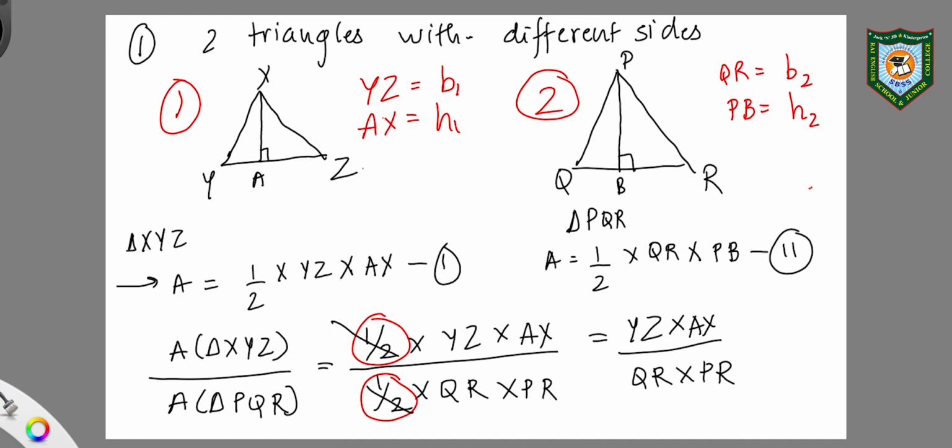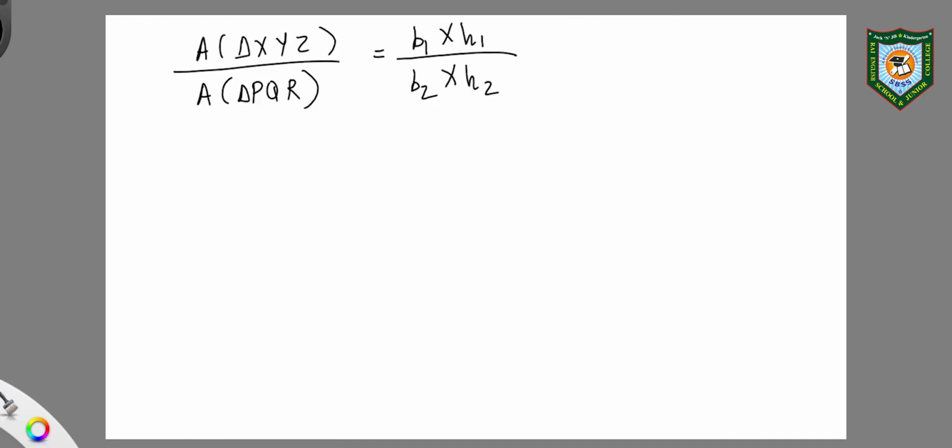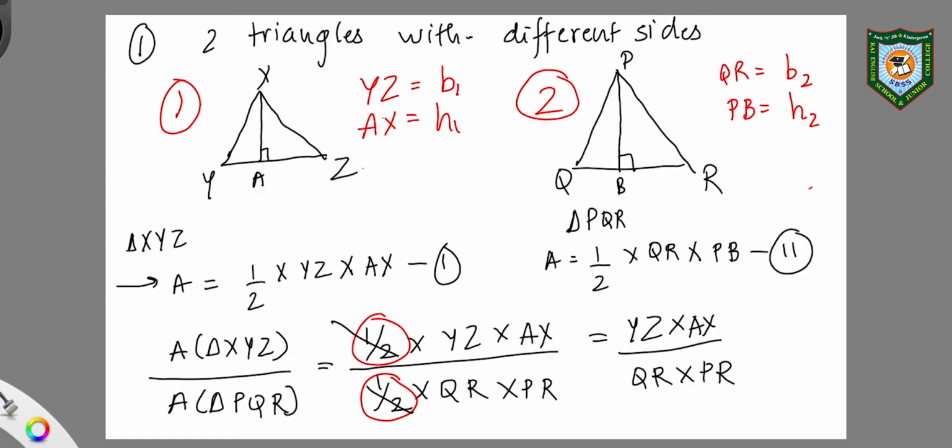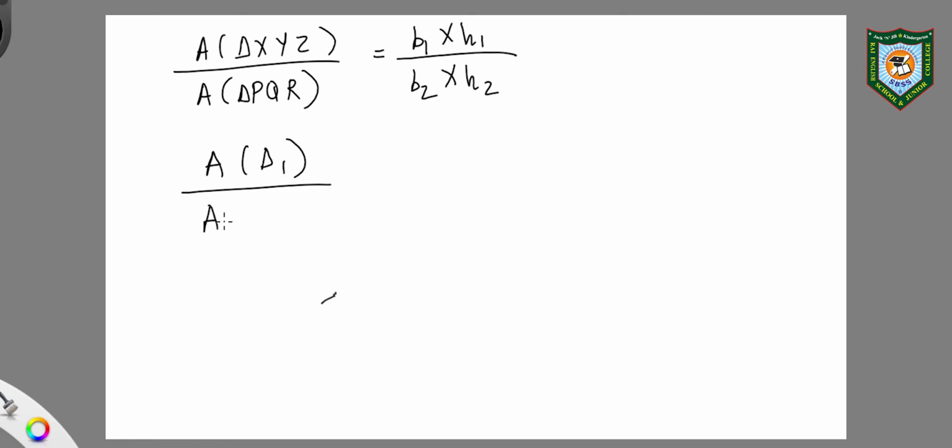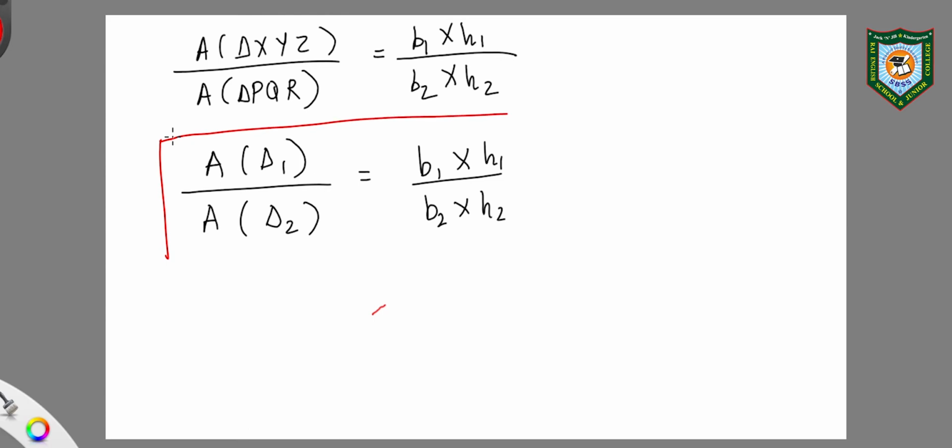Now my first triangle is triangle XYZ, so I can simply write it as area of triangle 1, divided by my triangle PQR, which is my second triangle, so I'm going to write it as area of triangle 2, is equal to B1 into H1 divided by B2 into H2. So this is the formula that we have for the ratio of areas of two triangles. Area of triangle 1 divided by area of triangle 2 is equal to base of triangle 1 into height of triangle 1 divided by base of triangle 2 into height of triangle 2.